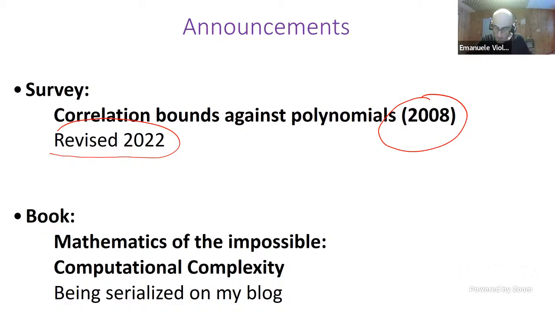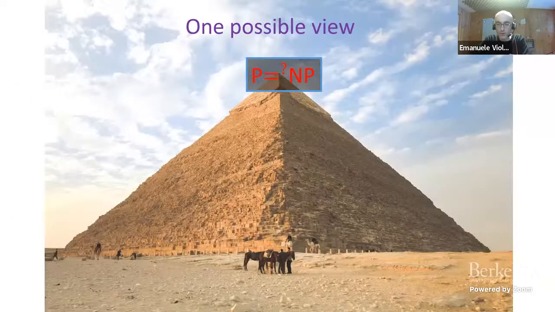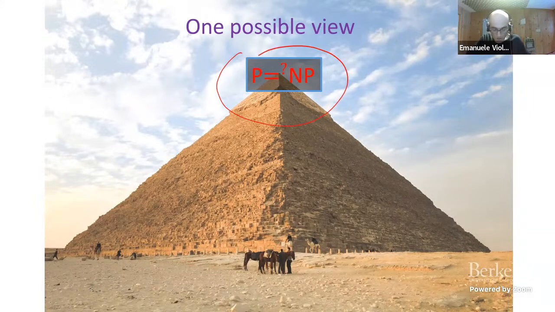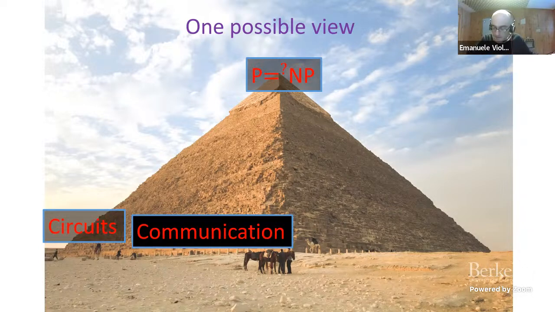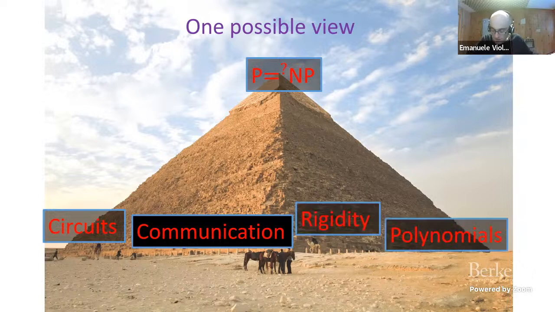Okay. So this is a possible view of complexity theory. It looks like a pyramid. At the top, we have the P versus NP problem, and at the base of the pyramid, you have a bunch of very interesting but somewhat specialized problems, involving circuits, communication, rigidity, polynomials, and so forth.